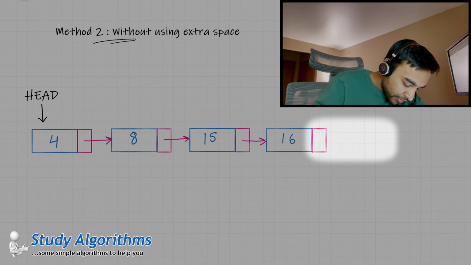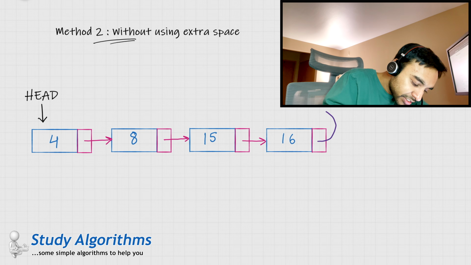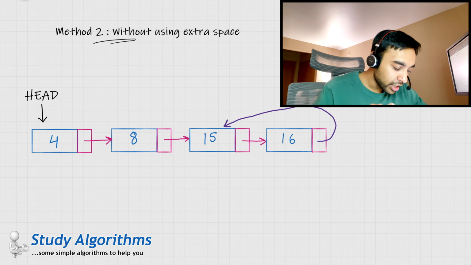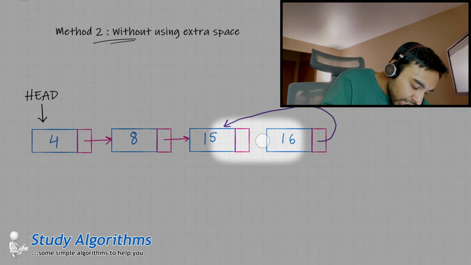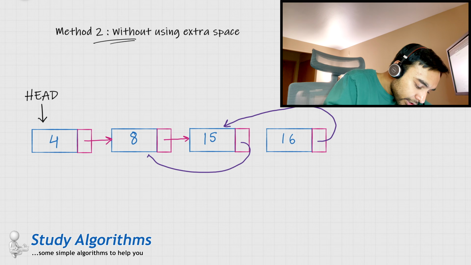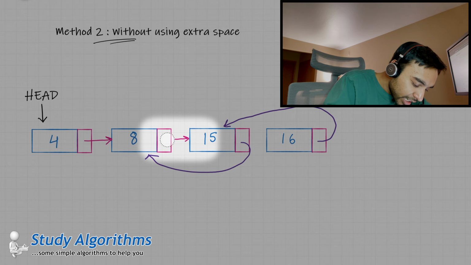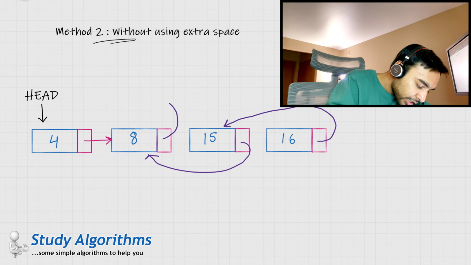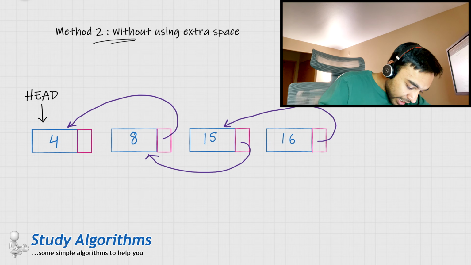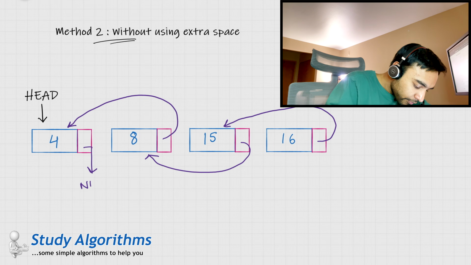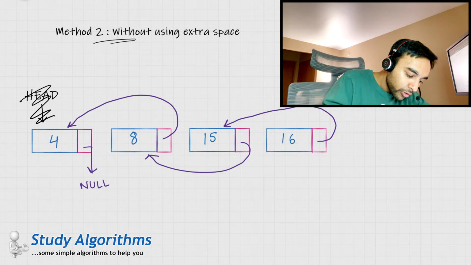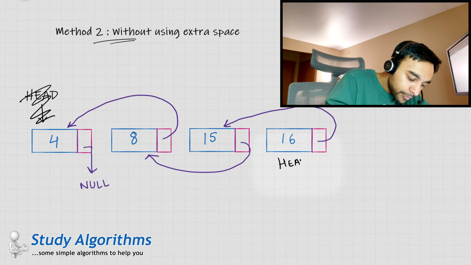So what if I do something like this? I remove this pointer and I change the next of 16 to 15. So now the next value of 16 would be 15. And we can repeat this process. I can remove this link and the next of 15 can point to 8. Once again, I can remove this pointer and the next of 8 can point to 4. And ultimately, I can remove the pointer from 4 and the next of 4 can point to null. As a last step, what I can now do is change my head. I remove it from here and I point my head to 16.